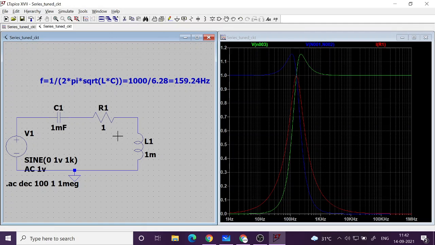Since the resistance is 1 ohm, current and voltage will be the same, right? Ohm's law. Sir, here we are applying a 1 volt AC source, but across the inductor it is crossing 1.1 volts. What is the reason? That is basically the resonance.